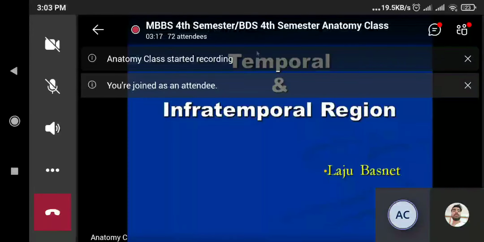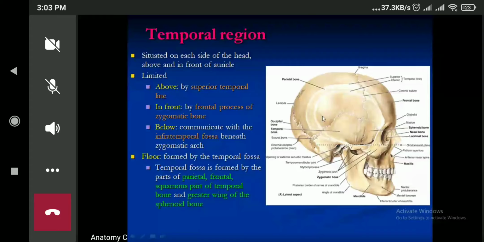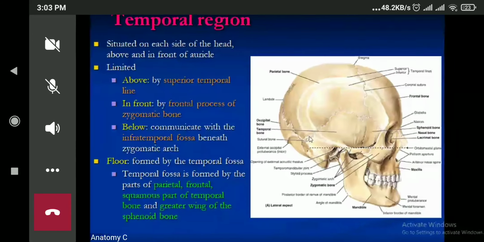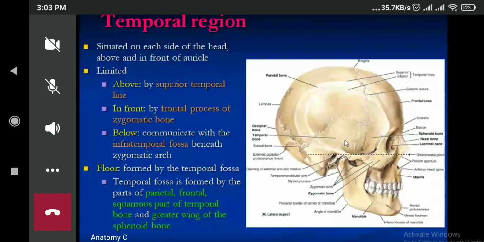Can see the temporal region. So how do you locate the temporal region? It is situated on either side of the skull, above and in front of the auricle. Can you see the external acoustic meatus over here? Just above and in front of this one. On either side of the head, or either side of the skull, we have the temporal region.